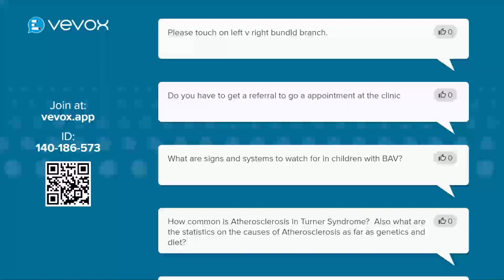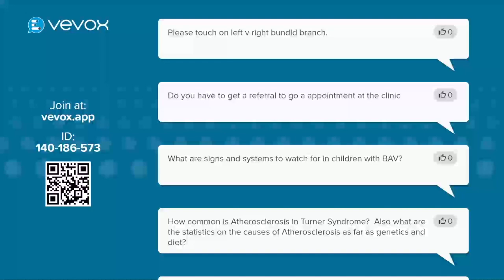How common is atherosclerosis, and what are the statistics as far as genetics and diet? So atherosclerosis is almost universal in Turner syndrome. So everyone gets some degree of it, and the rate at which it forms, beginning in your 40s, depends on things like diet, lifestyle, exercise, whether you have diabetes or not, whether you have high blood pressure or not. So all of those things will make it highly variable depending on the individual, but there are things you can control to prevent the rate and severity of atherosclerosis.